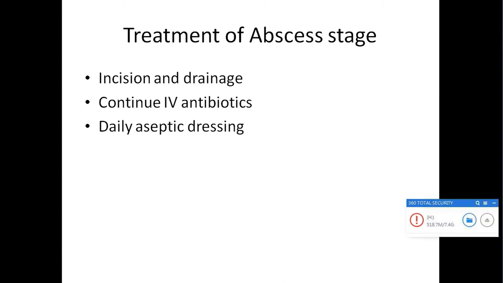Treatment of the abscess stage: incision and drainage. Wherever there is a collection of pus in the body, you should incise and drain it by a clean surgical incision. If you don't drain it and it bursts on its own, then it will end up in the fistula stage. Drain it with a big incision, continue IV antibiotics and do daily aseptic dressing till scar tissue forms.